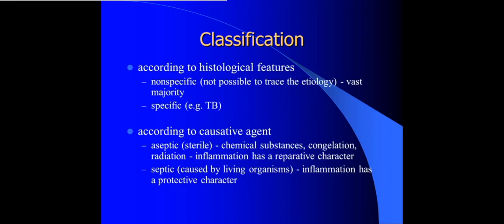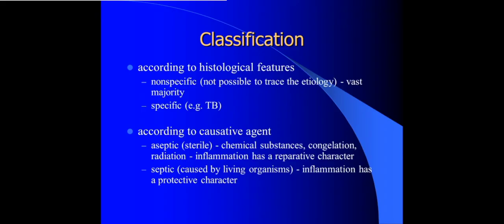Okay. So, according to histological feature, they are classified into two types: non-specific and specific. In non-specific, it is not possible to trace the etiology. It is a vast majority. And specific, like TB, right? Like TB, specific.